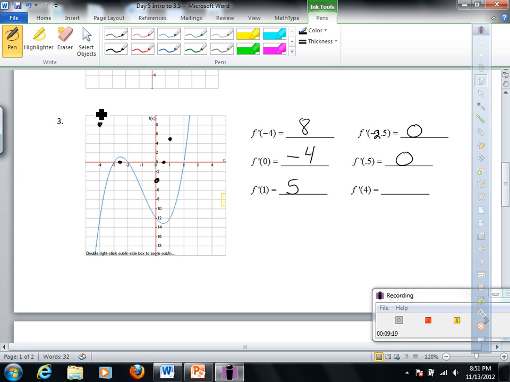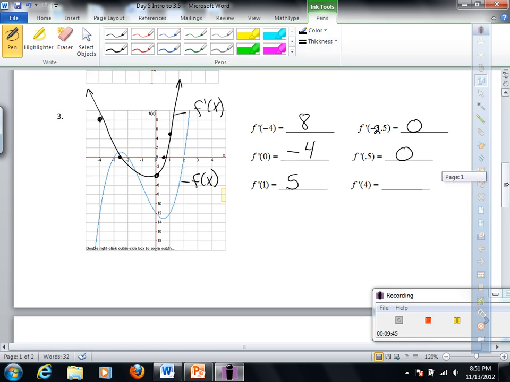But if I connect these dots, here's what I think the derivative looks like. This would be f of x. This graph here would be f prime of x. So it's estimating. Is this an exact science? No, not right now, but it will be in the future. Let me keep on keeping on.